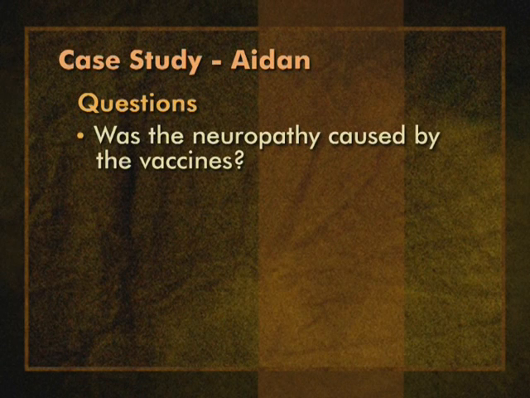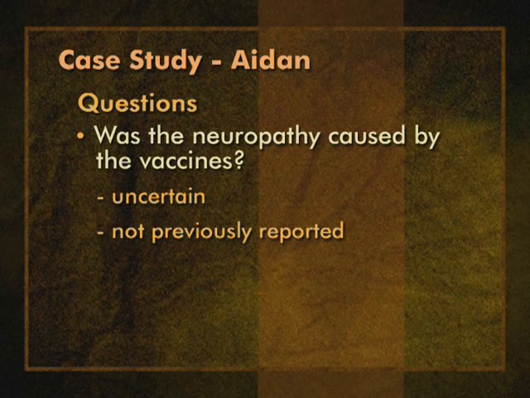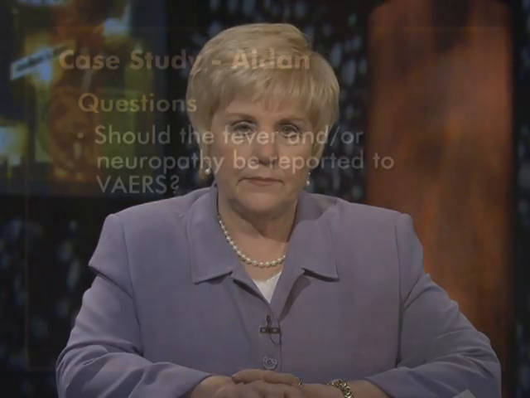Here's the next question about Aiden. Was the neuropathy caused by the vaccines? Well, it's hard to say if the neuropathy was caused by the vaccines. Neuropathy of the leg has not been reported after vaccination. Brachial neuropathy has been reported after tetanus-containing vaccine, but is rare. Also, the neuropathy occurred 3 months after his last vaccines, which also makes vaccination less likely to be the cause of the symptoms.